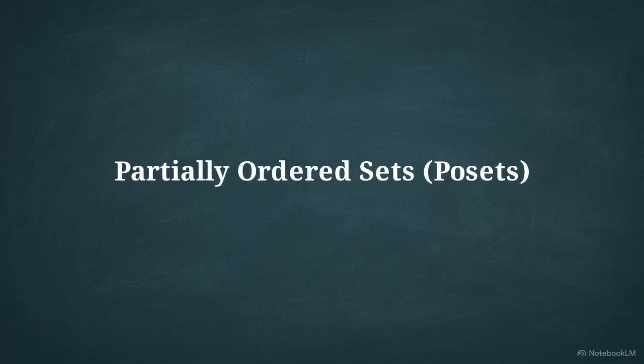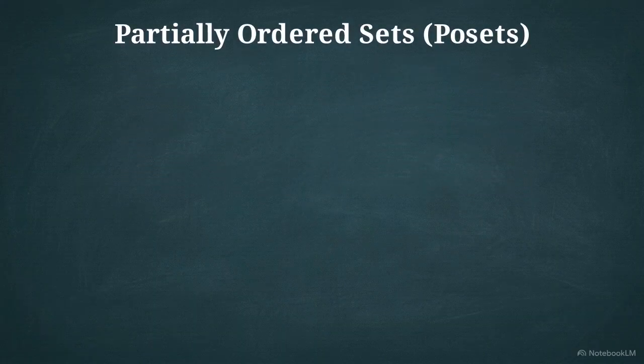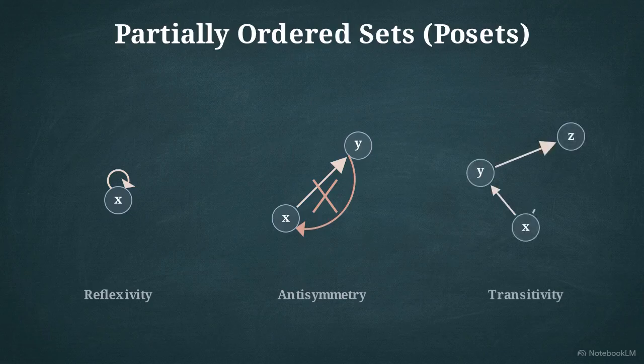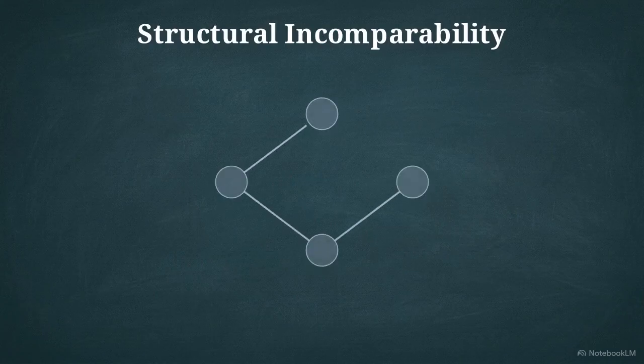Partially ordered sets, or Posets, provide the mathematical alternative, governed by three axioms: reflexivity, where elements relate to themselves; anti-symmetry, preventing mutual superiority; and transitivity, ensuring logical consistency. By omitting the totality axiom, the Poset allows structural incomparability to exist within a rigorous framework.